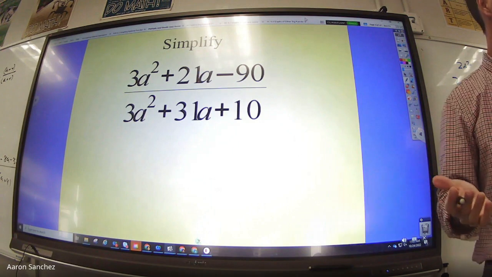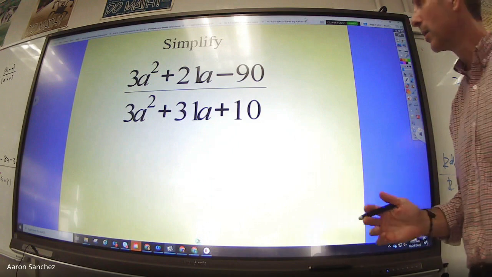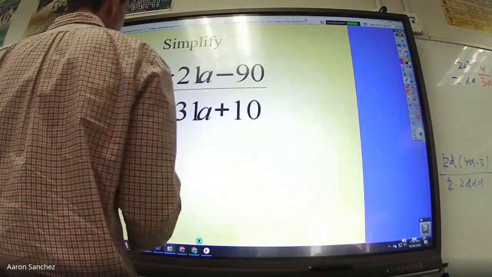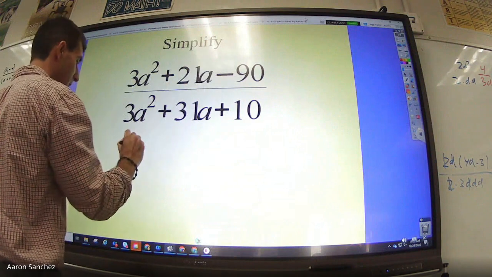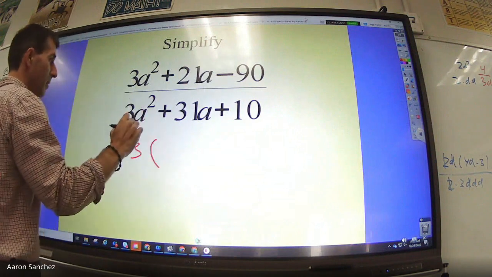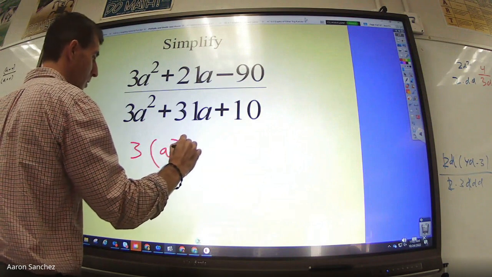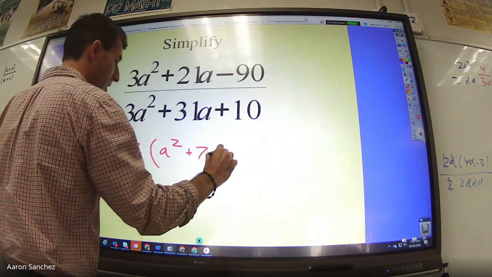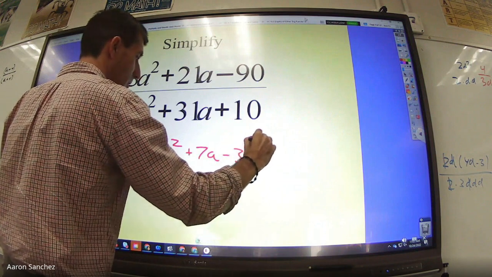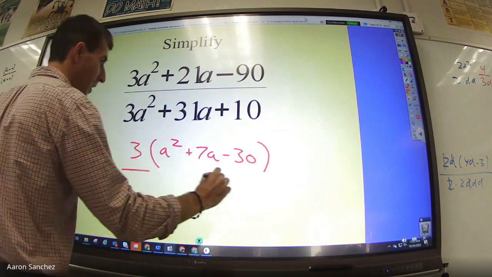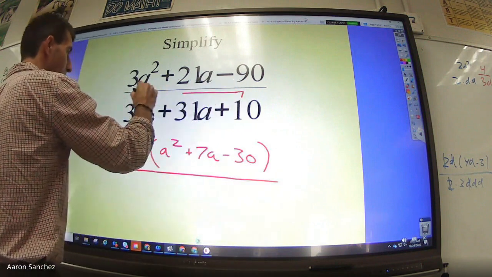Okay, same thing with this one, right? Except now, guess what? We have to do X box parentheses for each one. So, however, no, we don't. Look at this. I can factor out a 3, right? Which will make my life a heck of a lot easier. A squared plus 7a minus 30. Okay. Can I factor out a 3 of this one? No. So this one I have to do X box parentheses.